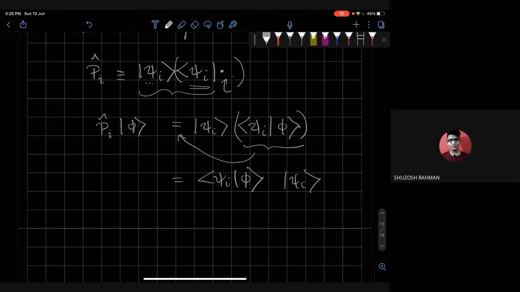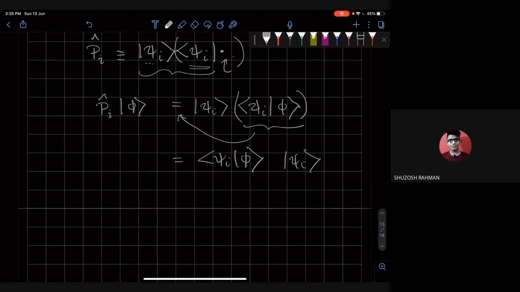Sir, can a bra act on P_i, instead of the ket? Yeah, it can. Very good question. It is implied, but yes, it can. You can extend the definition. That's a very good idea, a very nice observation. And this is the beauty of the bracket notation: you can do everything without it, but the bracket notation makes all these possibilities very obvious.